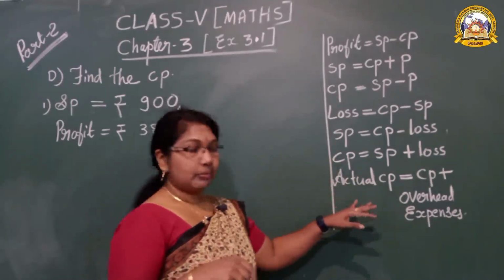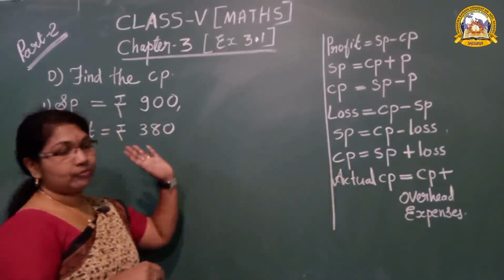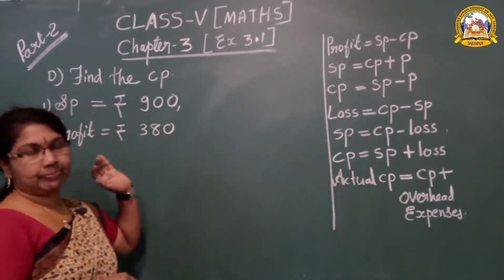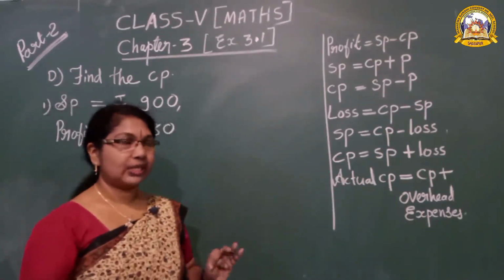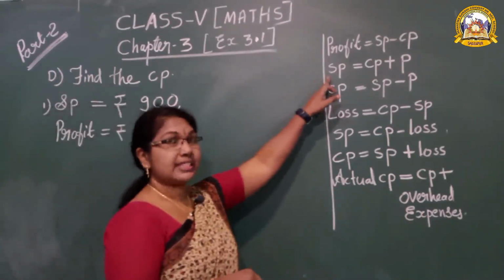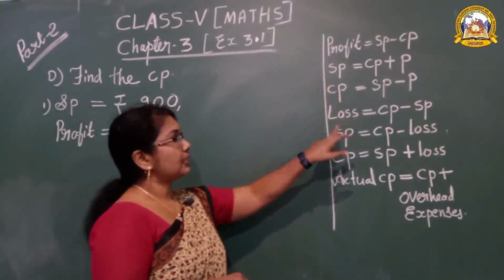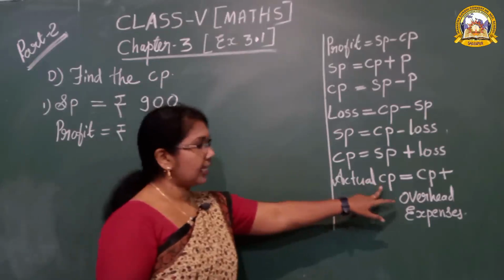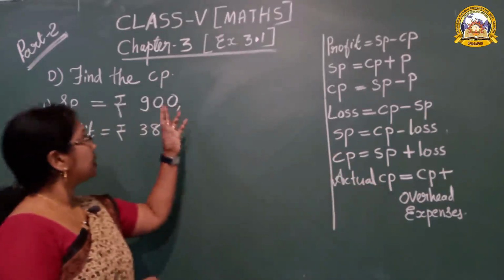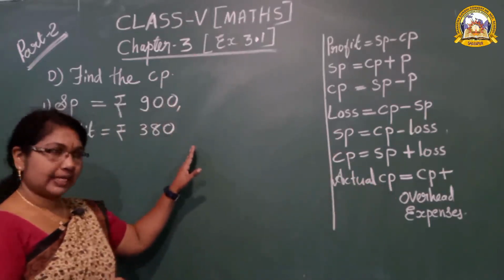Now exercise 3.1, question number D. We studied profit and loss, SP selling price, cost price. Then today I am going to explain one new word, actual cost price. After this exercise D, I will explain.